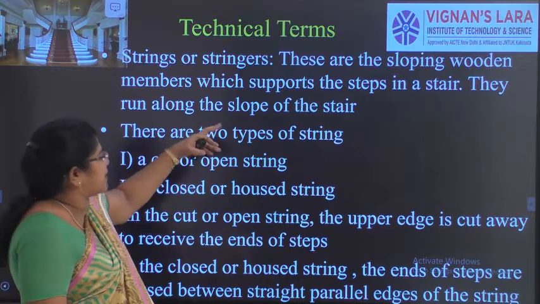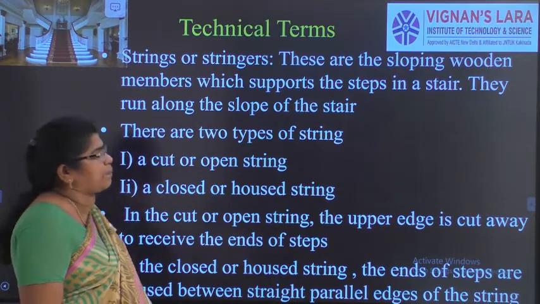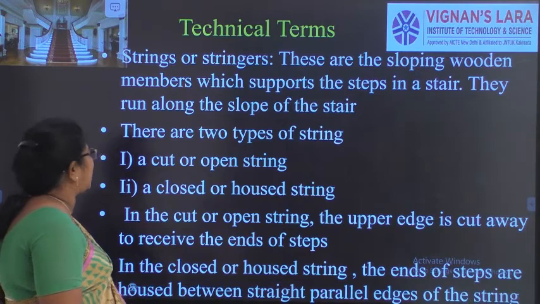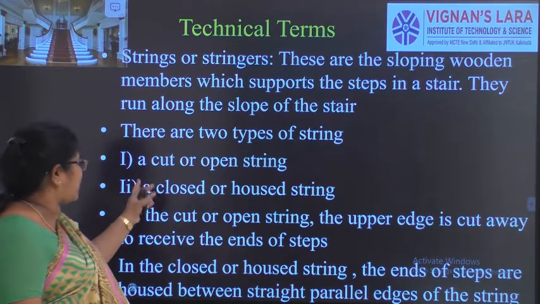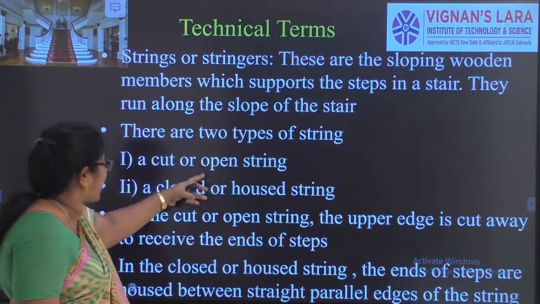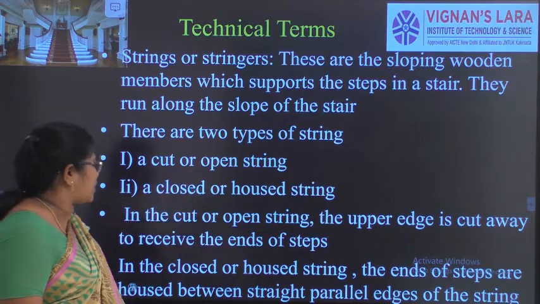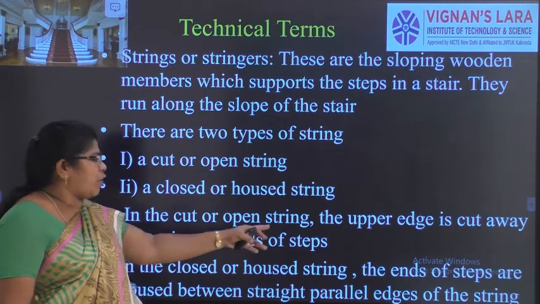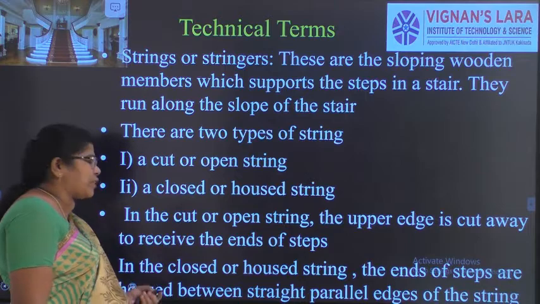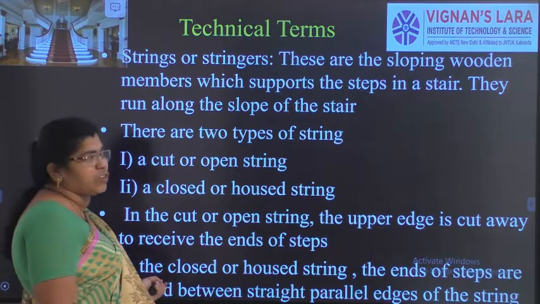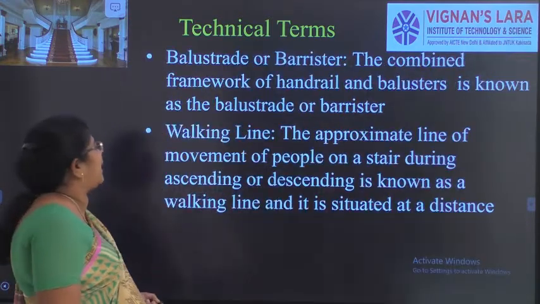The strings or stringers are the sloping wooden members which support the steps in the staircase. They run along the slope of the stair. There are two types of string: one is a cut string or open string, the other a closed or housed string. In a cut or open string, the upper edge is cut away to receive the ends of the steps. But in the housed string, it will be attached with the landings.